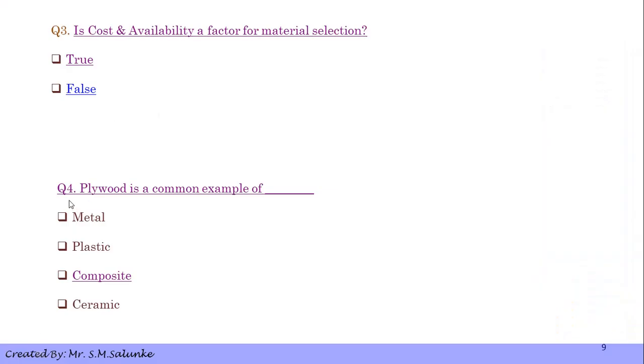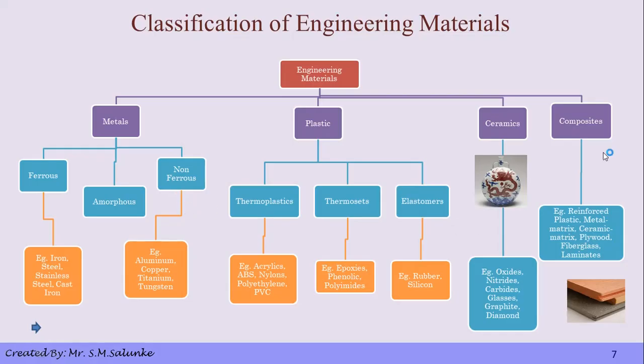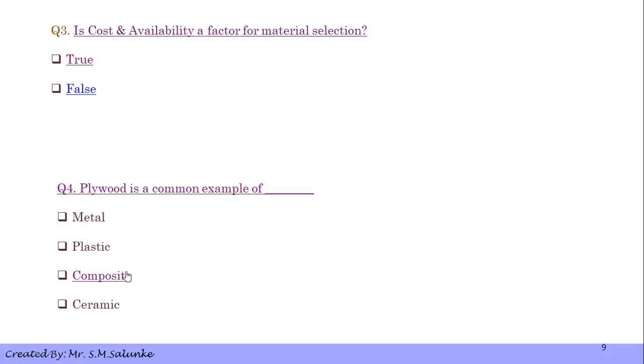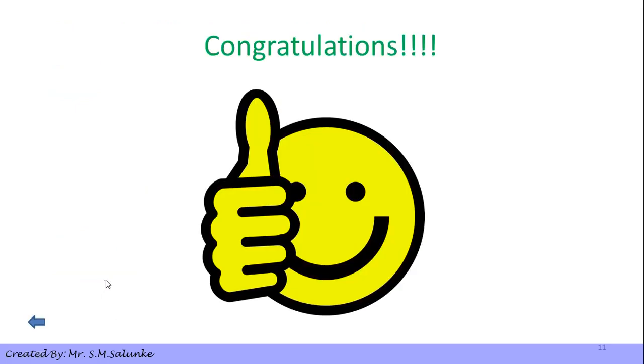Now the last question, that is, plywood is a common example of. We have seen just a few minutes before that plywood is a very common example of a composite. Plywood is nothing but wood along with other material having different properties, and that's why we have seen plywood used in many furniture and other infrastructure works. So here the answer is, it's definitely not a metal, plastic, or ceramic. So the answer that we have seen is composites. Good.